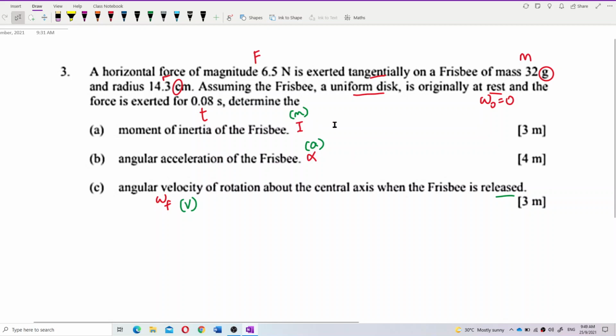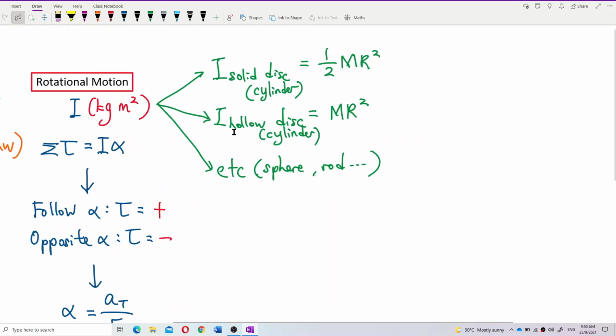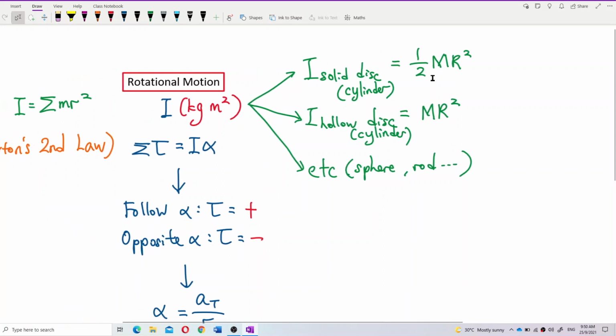Okay, so first of all, he said this is a uniform disc. So from here we can get the formula for moment of inertia. Let's check what's the formula for uniform disc. I got the formula here. The solid disc moment of inertia is half m r square. If hollow disc, then it's m r square.